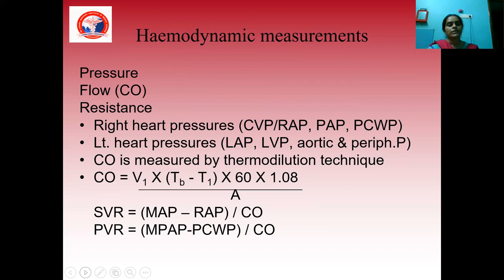And systemic vascular resistance and pulmonary vascular resistance are calculated. Systemic vascular resistance is the difference in mean arterial pressure to the right atrial pressure divided by cardiac output. And the pulmonary vascular resistance is mean pulmonary arterial pressure to the difference of pulmonary capillary wedge pressure divided by cardiac output, which gives systemic vascular resistance and pulmonary vascular resistance respectively.